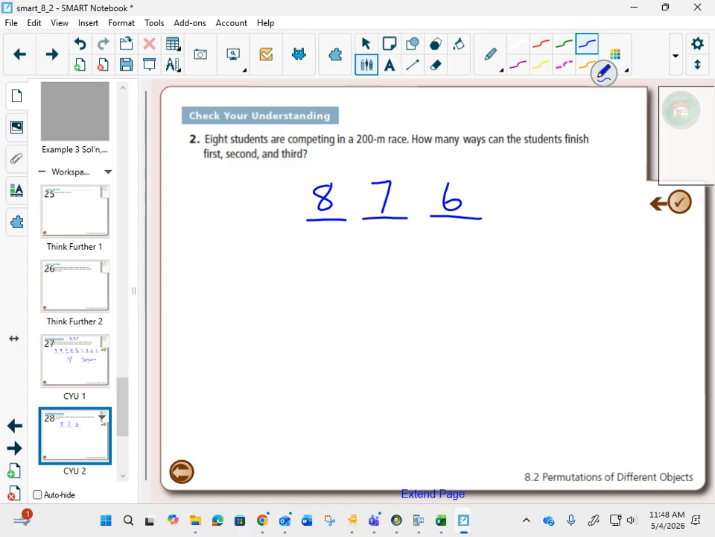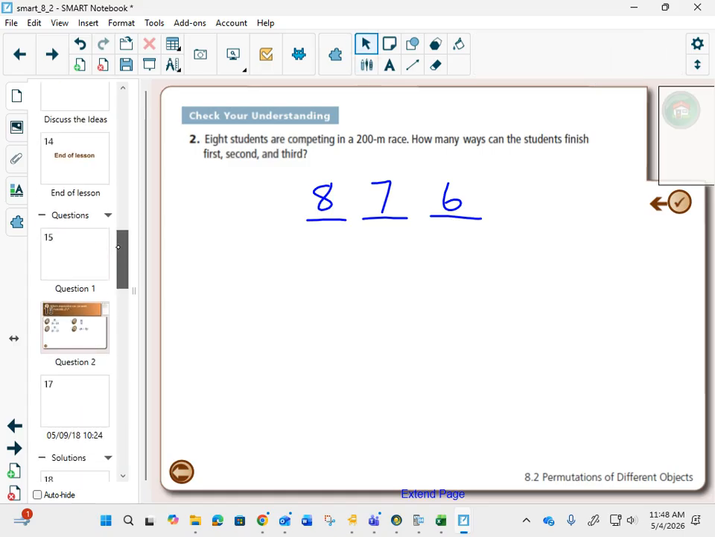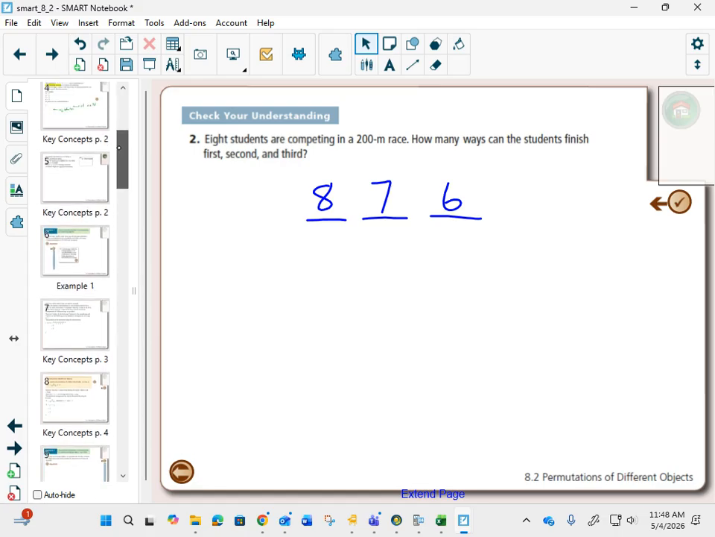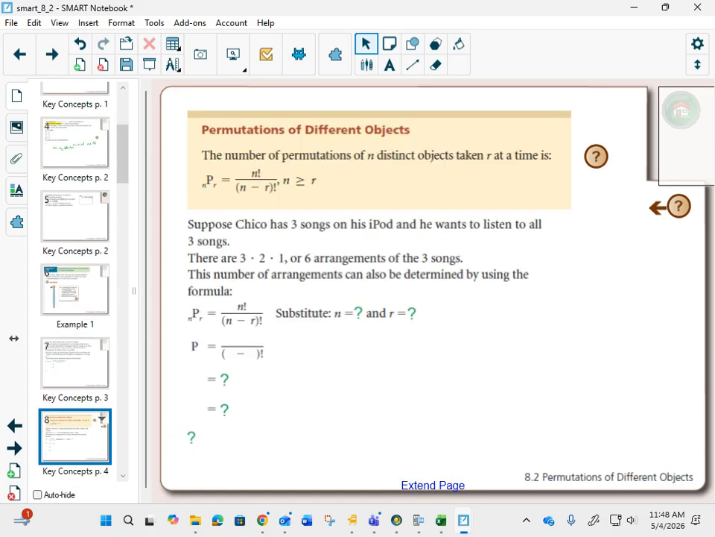Now at the bottom of page 698, they introduce this formula. I'm going to show it to you and then I'm going to come back to this question and use this question to describe it. Permutations of different objects. The number of permutations of n distinct objects taken r at a time is nPr, which is n factorial over n minus r factorial. So what does this mean and how can we use this for the question that we just did?